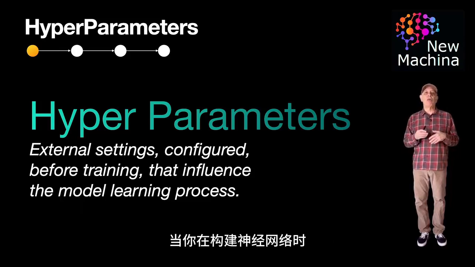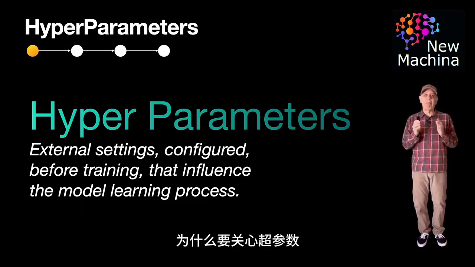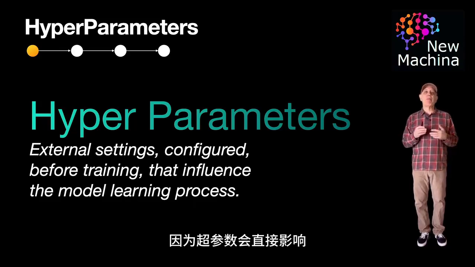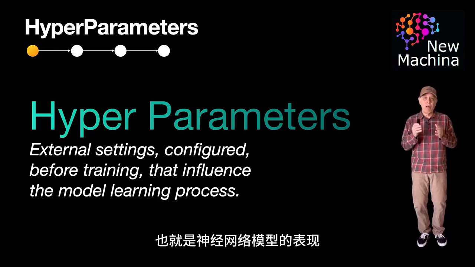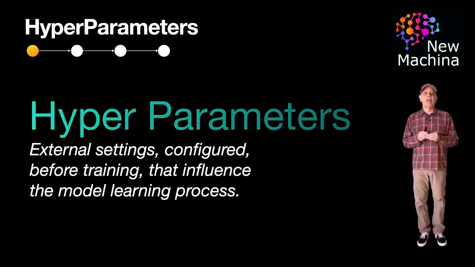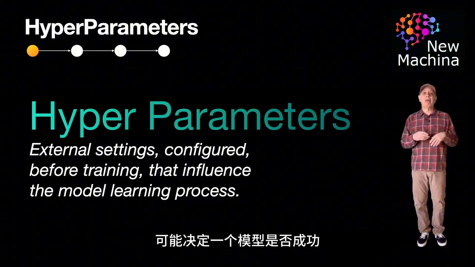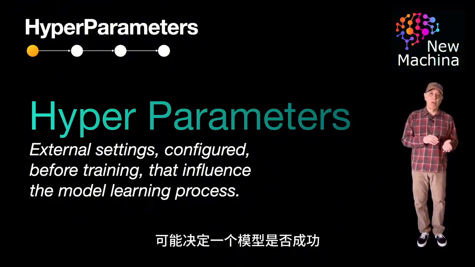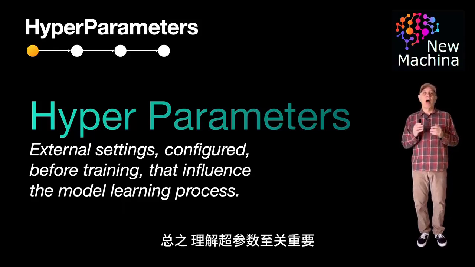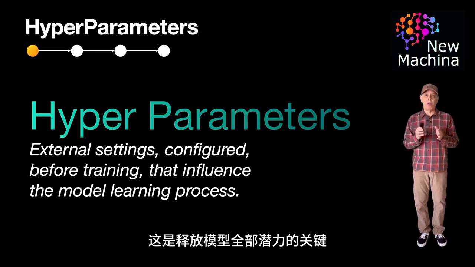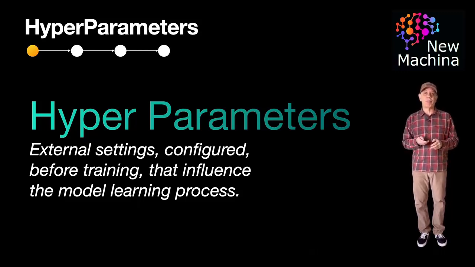When you're building a neural network, why should you care about hyperparameters? Well, hyperparameters have a direct impact on the efficiency and accuracy of the neural network model. Selecting the right hyperparameters can be the difference between a successful model and one that underperforms. Simply put, understanding hyperparameters is crucial to unlocking the full potential of your neural network model.